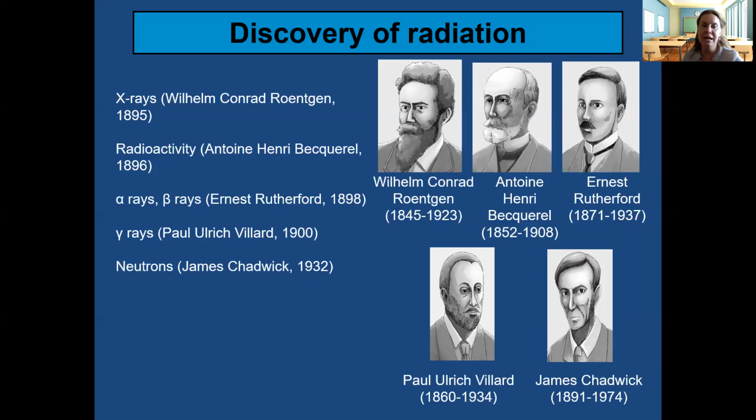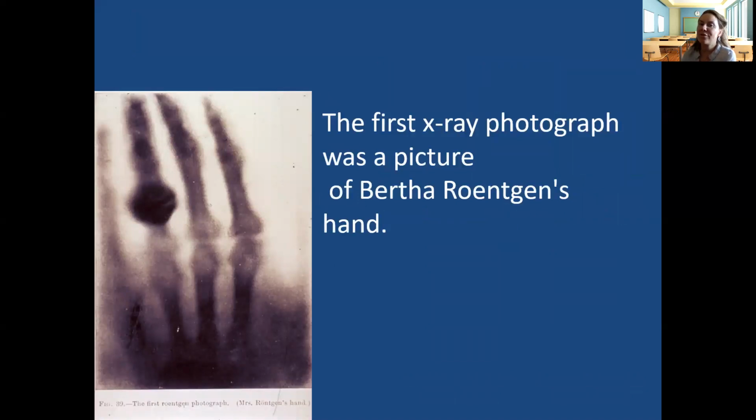Gamma rays, beta rays, Ernest Rutherford, two years after the discovery of radioactivity, 1898. Gamma rays, Paul Ulrich Villard, in the beginning of the previous century. Neutrons, James Chadwick, 1932. It's very interesting to listen and look about these people; watch a movie, read a book or some information on the internet, I offer it. The first X-ray photograph was a picture of Bertha Roentgen's hand. It was the first time people understood, and you can look carefully at the bottom of this picture, that it's Mrs. Roentgen's hand, and there is a ring on her finger. So it's very famous.